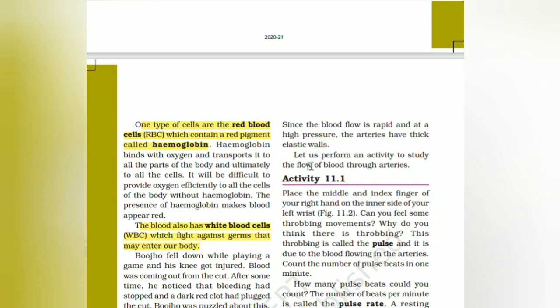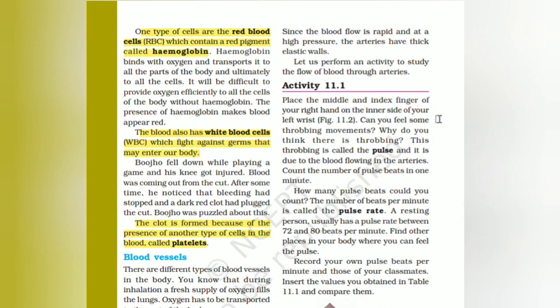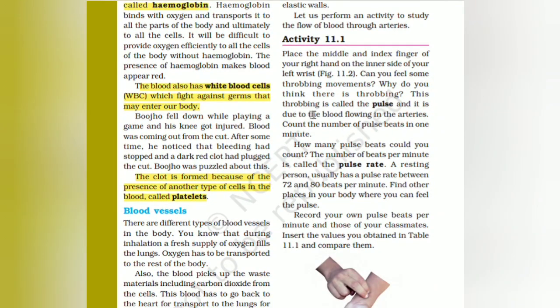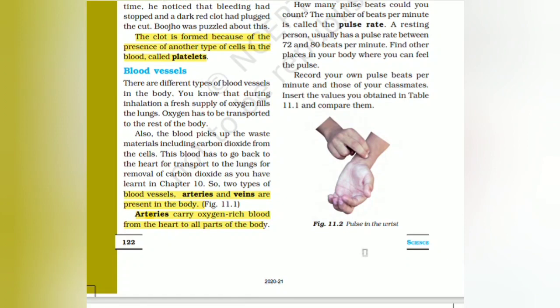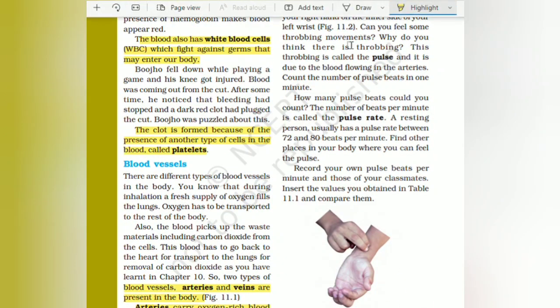Place the middle and index finger of your right hand on the inner side of your left wrist. Throbbing movements can be seen. That is the pulse, and it is due to the blood flowing through the arteries. See, this is the position of the pulse in the wrist.